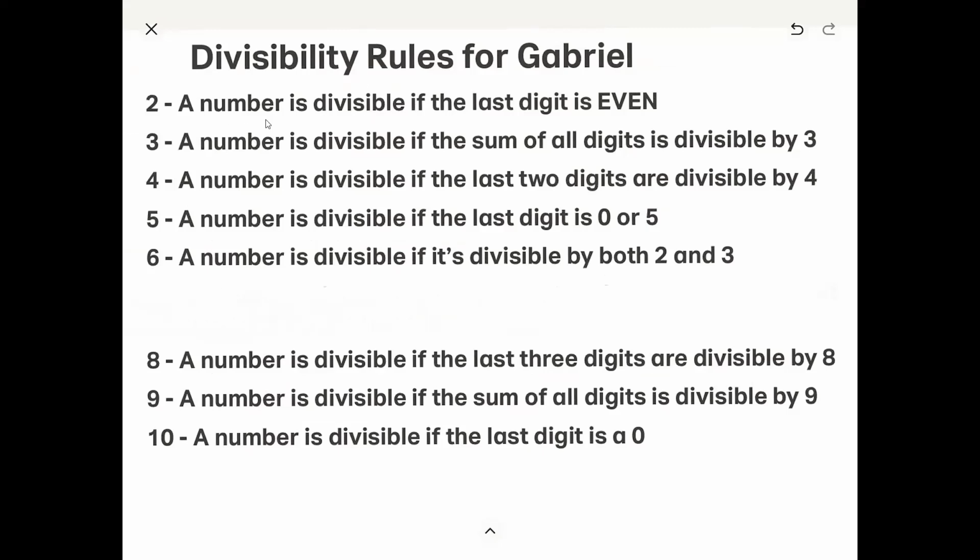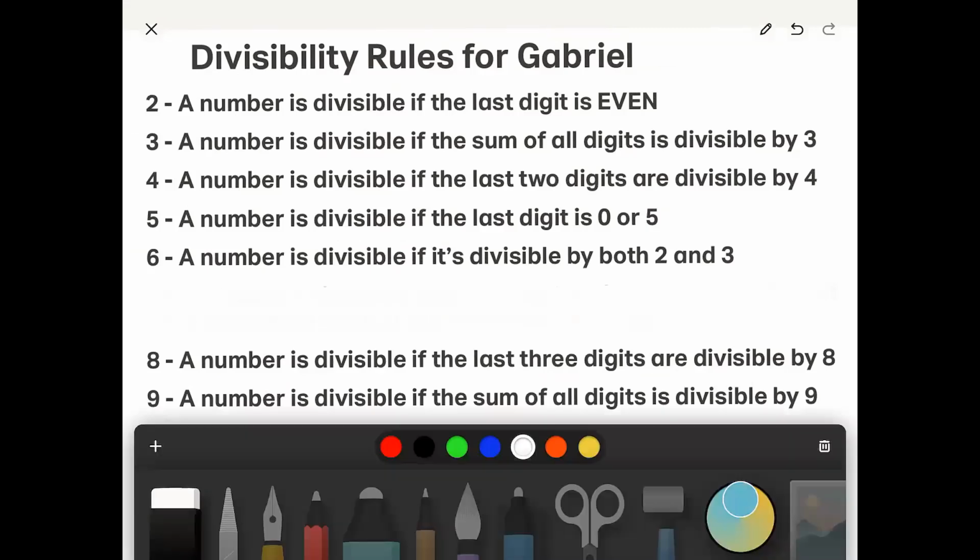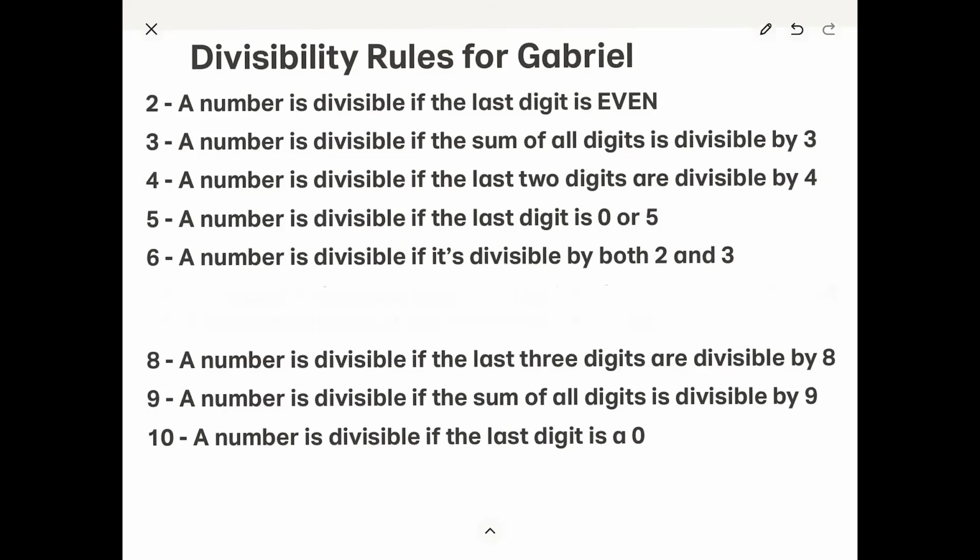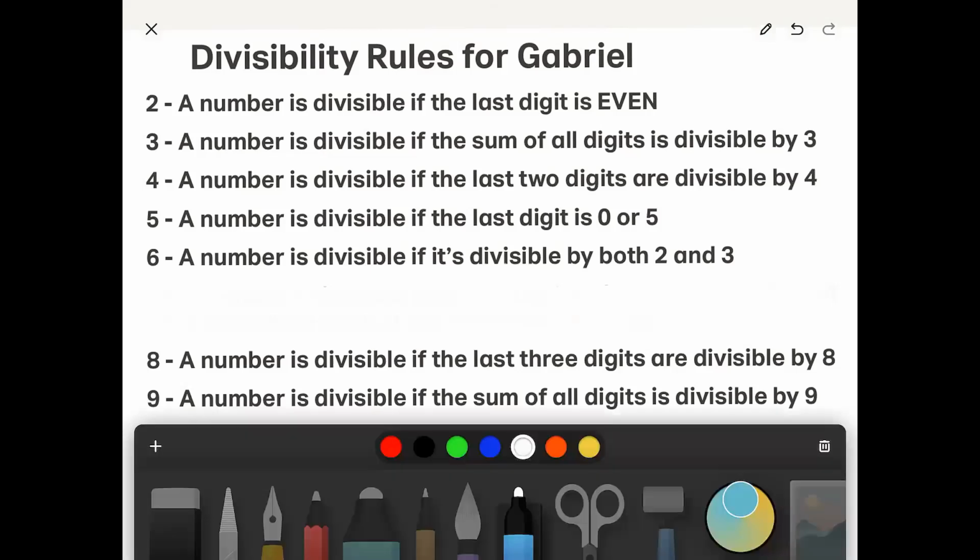So if you have any number, you know the number is divisible by 2 if the last digit is even. So anything that has a 0, 2, 4, 6, 8, anything that ends with those numbers is going to be divisible by 2. Okay, that's simple. Now, any number is divisible by 3 if the sum of the digits is divisible by 3.